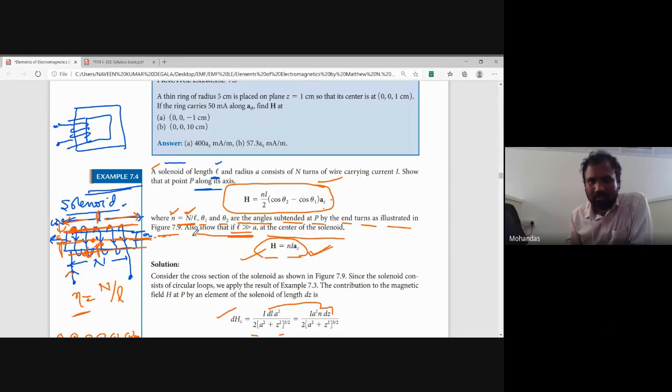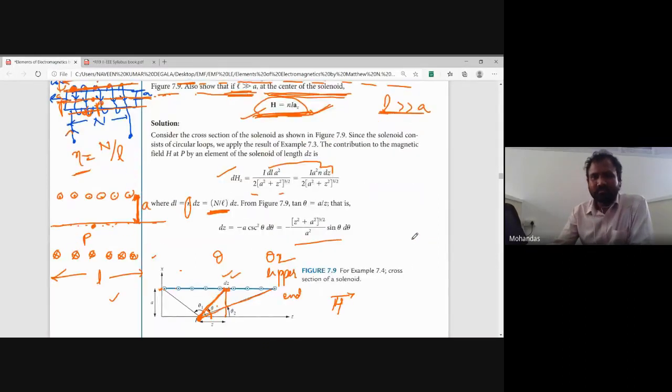Also show that, if L is far greater than A, at the center of the solenoid, H equal to N into I into AZ. And the condition is that L is far greater than A. Okay. So let me derive that one also.